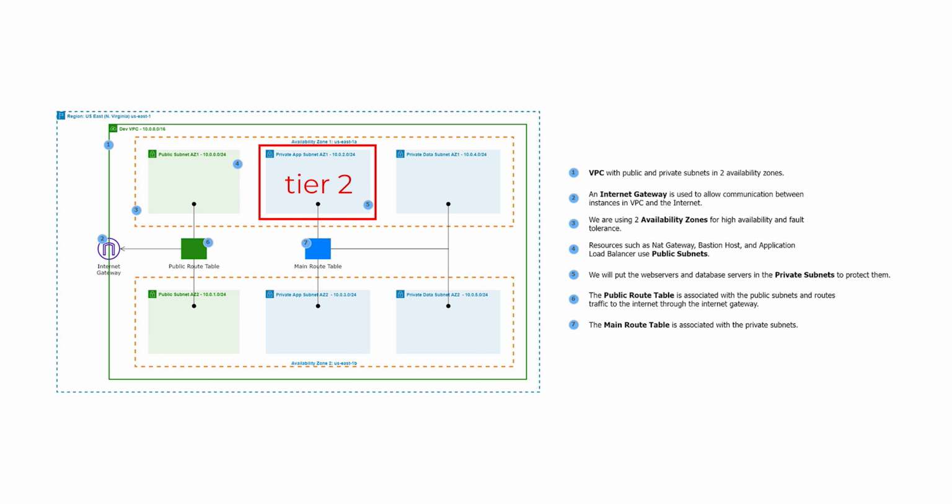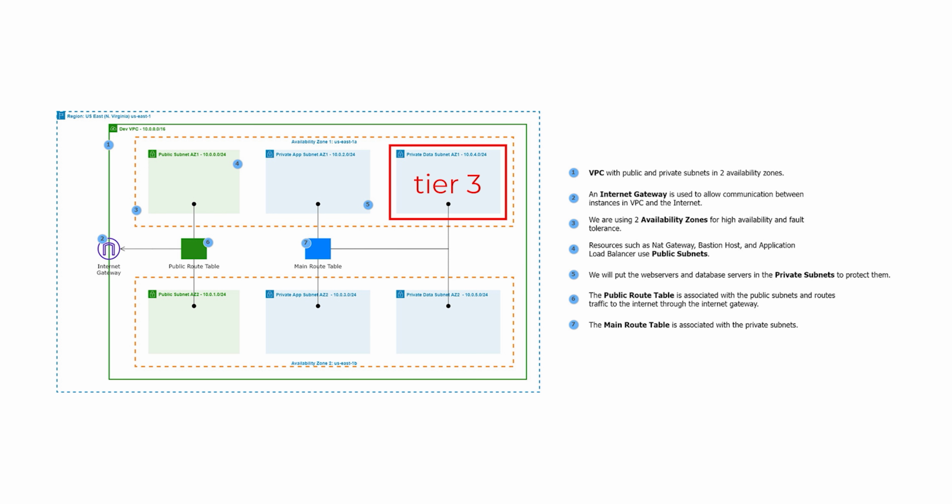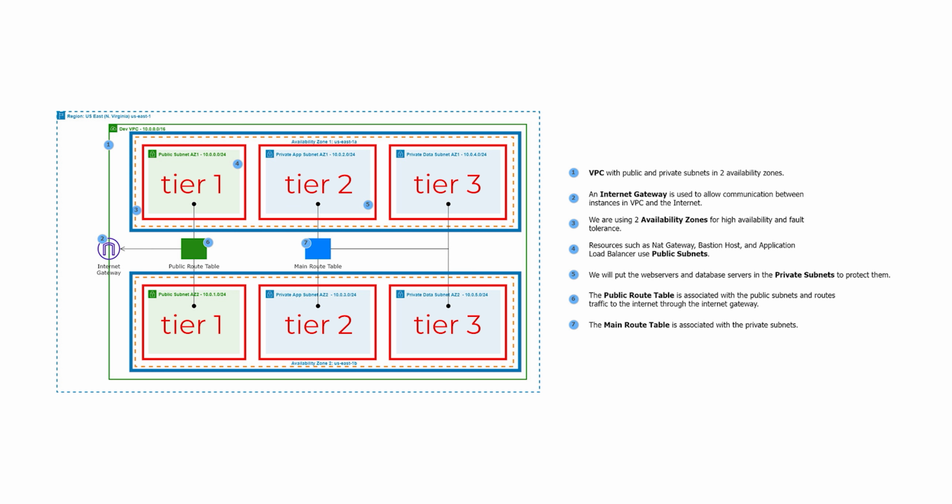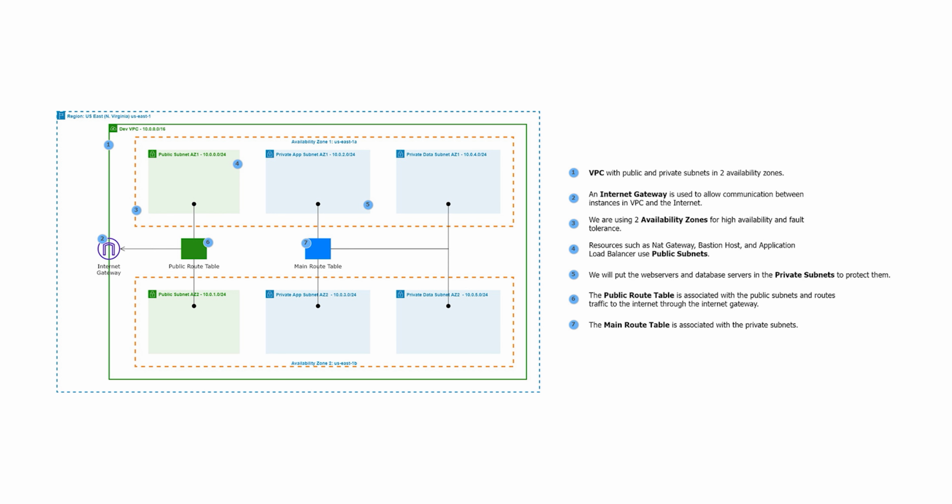On the second tier, we have our private subnets, and this is the subnet that is going to hold our web servers. So when I say web servers, I'm referring to the EC2 instances. On the third tier, we have another private subnet, and these subnets will hold our database. We will duplicate the subnets across multiple availability zones for high availability and fault tolerance. And finally, we are going to create an internet gateway and route table to allow the resources in our VPC to have access to the internet.